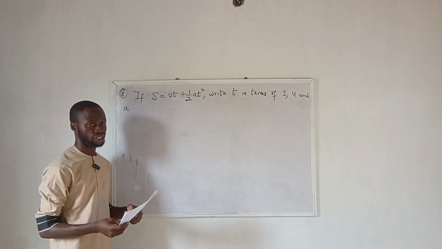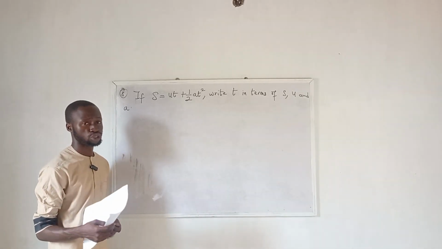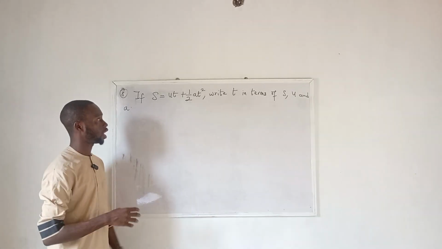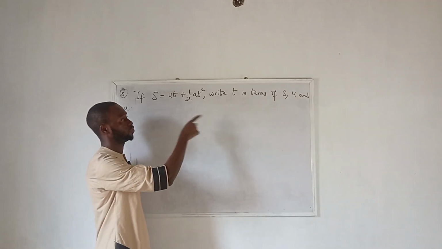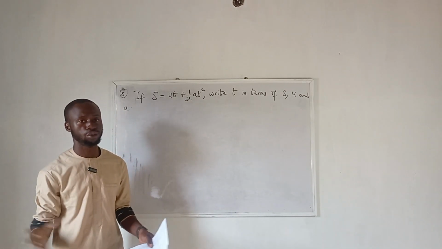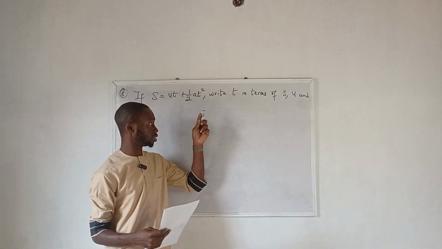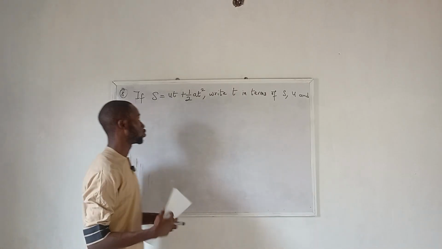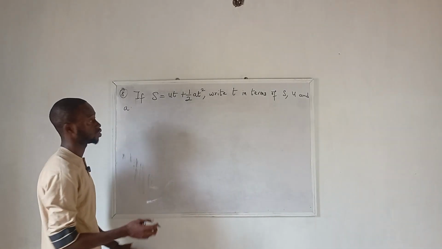This is a very tricky change of subject question. So let's look at it. We are asked to write t in terms of s, u, and a. When they ask you to write a variable in terms of the other variables, it's basically saying make the first one the subject of the formula. So let's make t the subject of the formula in this particular question.